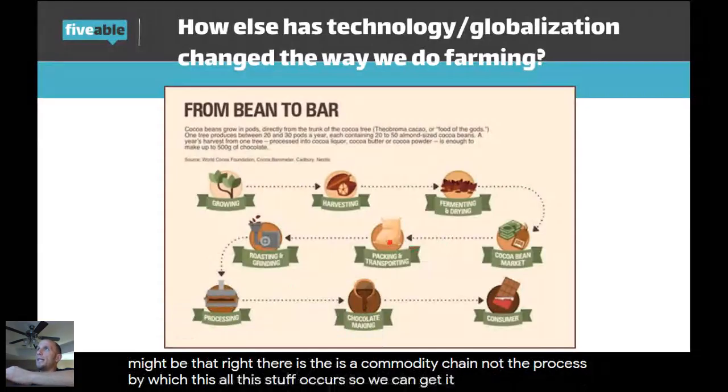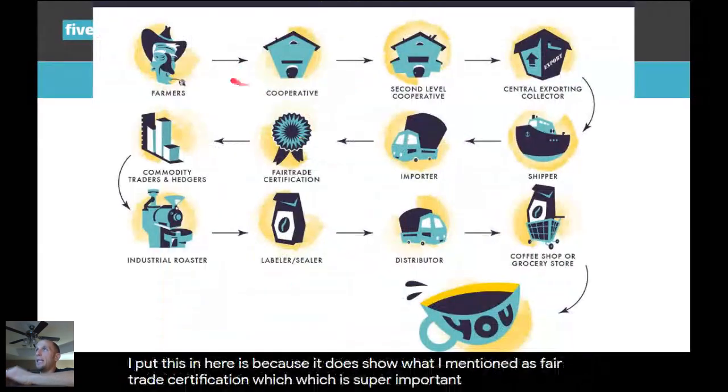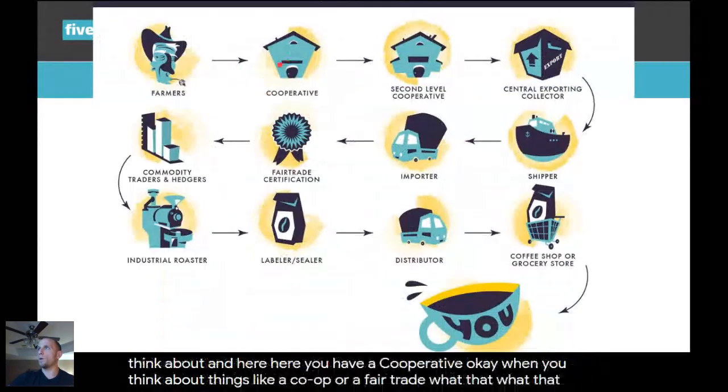The reason I put this in here is because it does show what I mentioned as fair trade certification, which is super important. Here you have a cooperative, okay? When you think about things like a co-op or fair trade, what we're looking at here is an effort to promote higher incomes for producers.